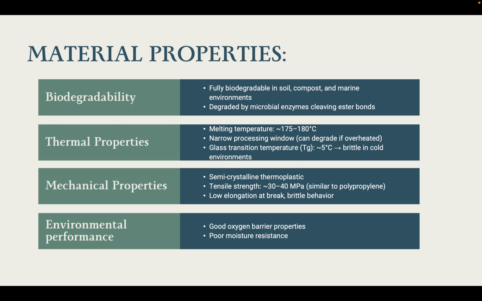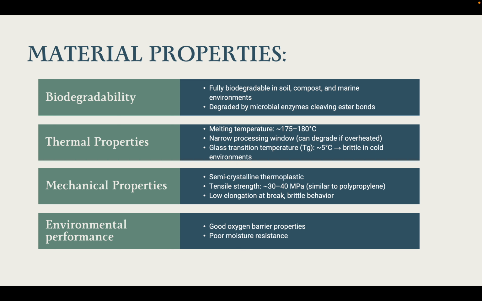Its melting temperature is fairly high for a bioplastic, around 175 to 180 degrees Celsius, which means that it can be processed using conventional plastic equipment. However, it also has a narrow processing window. If the temperature is just a bit too high, it degrades thermally, which can release unpleasant odors and reduce performance. Another important feature is its glass transition temperature, which is around 5 degrees Celsius, and this means that the PHB becomes brittle at cooler temperatures.